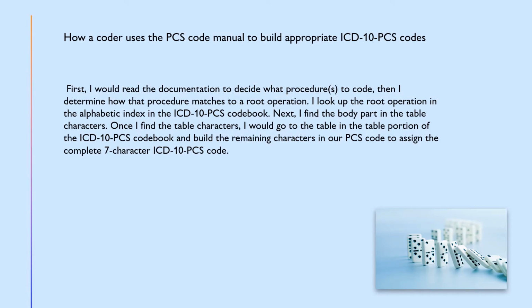How a coder uses the PCS code manual to build appropriate ICD-10 PCS codes. First, I would read the documentation to decide what procedures are to be coded. Then I would determine how the procedure matches to a root operation. I look up the root operation in the alphabetic index in the ICD-10 PCS codebook. Next, I find the body part in the table characters. Once I find the table characters, I would go to the table portion of the ICD-10 PCS codebook and build the remaining characters in our PCS code to assign the complete 7-character ICD-10 PCS code.